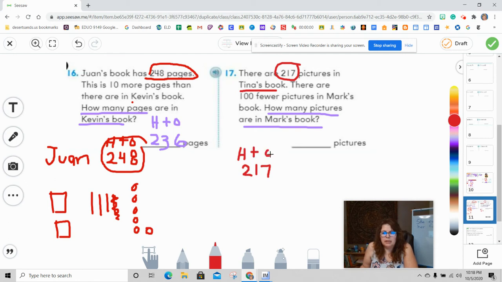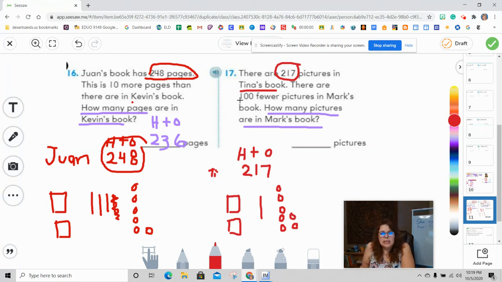And I'm going to put, instead of writing Tina, I'll just put T for Tina. So Tina has 217 pictures in her book. So I'm going to draw a picture. That's 2 hundreds, 1 ten, and 7 ones. 1, 2, 3, 4, 5, and remember we start a new line, 6, and 7.